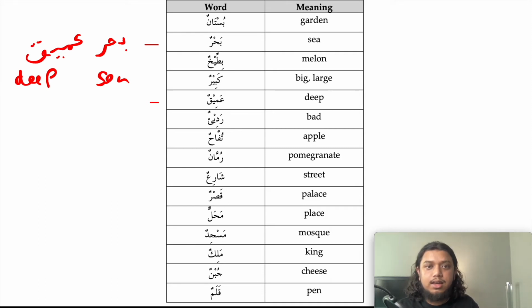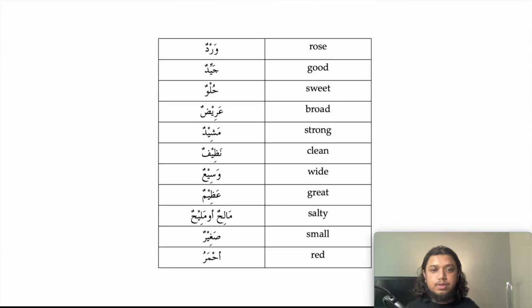Malik. Malik is a king. Jubn. That's jubn is cheese. And qalam. Qalam is a pen. Ward means rose. That's ward, as in the flower rose.